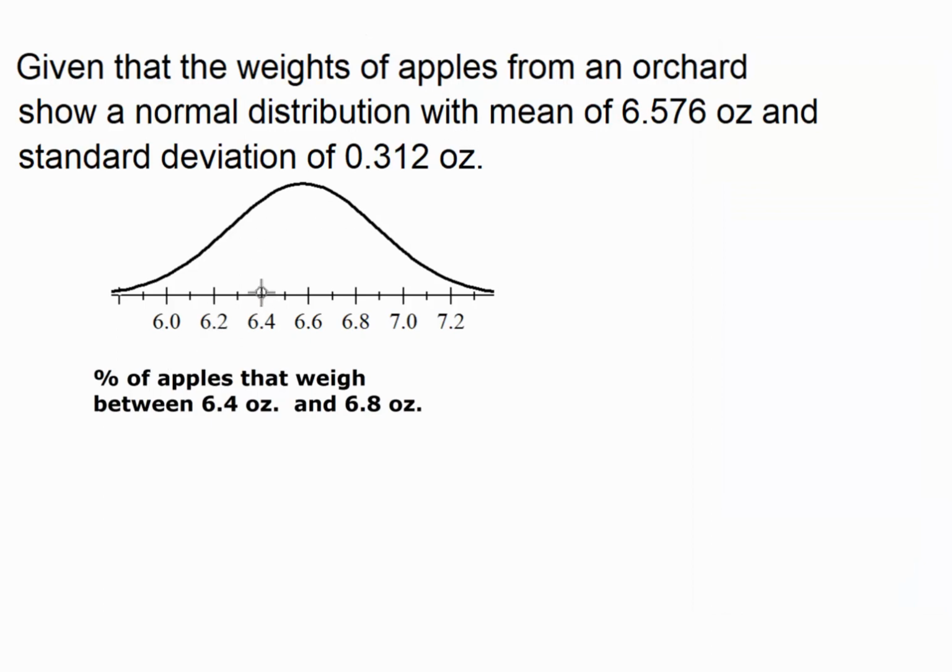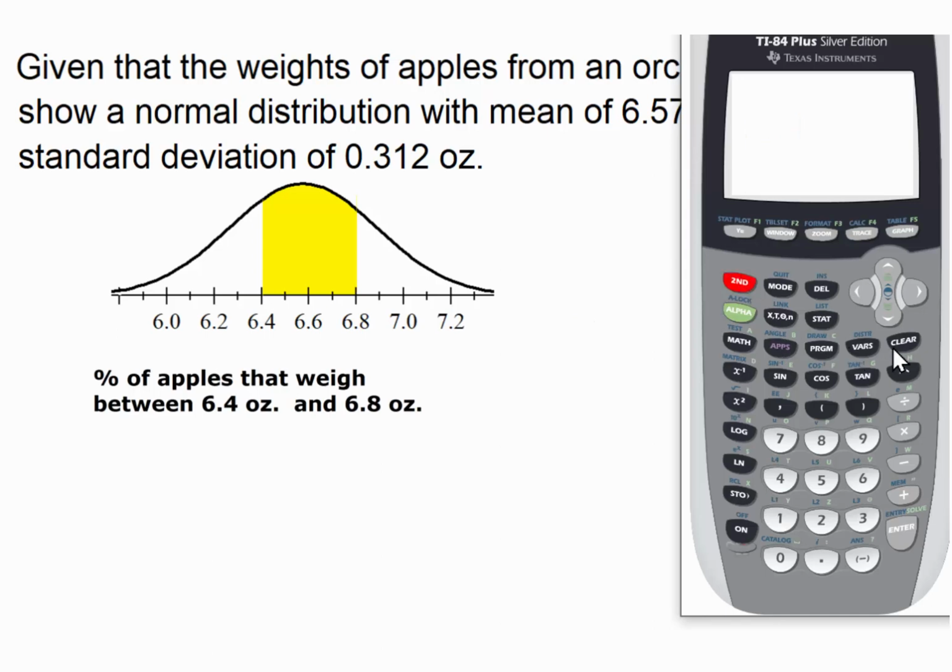What that means is that we want to know the area between 6.4 and 6.8 under this normal curve and over, of course, the x-axis. So we shall go to our calculator, go to second distribution, go to normal CDF. Our lower endpoint is 6.4, the upper endpoint is 6.8, and the mean is how much?